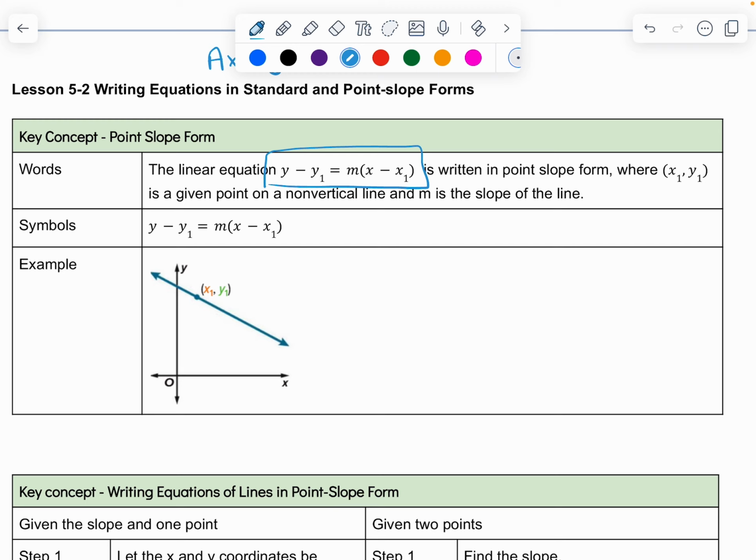Now, some of you might be saying, well, that looks so weird. That's going to be so hard. Really and truly, guys, all it is, we're taking the slope formula and making it into this. So all they've done is taken the slope formula.